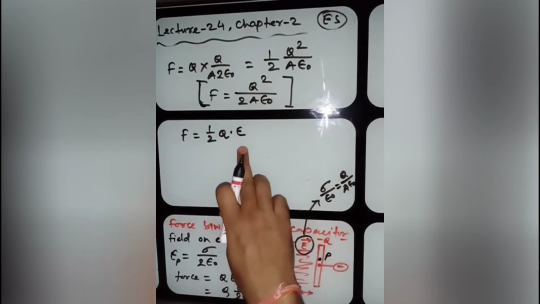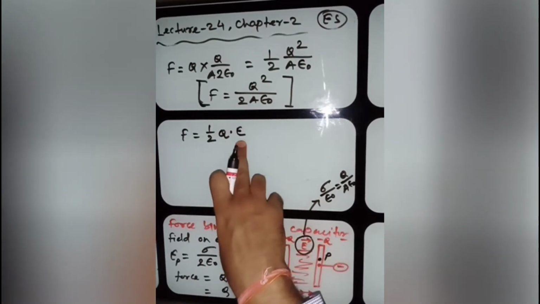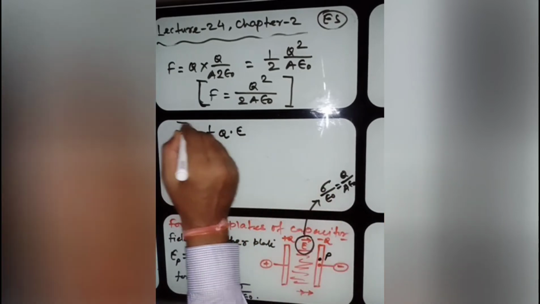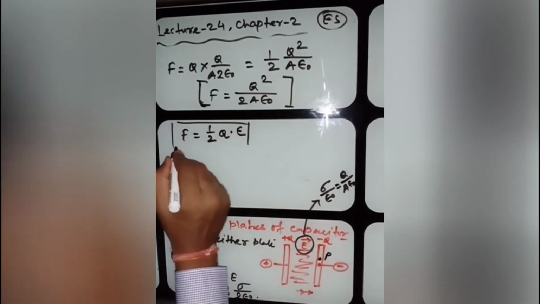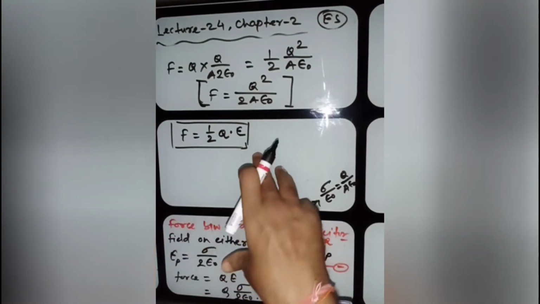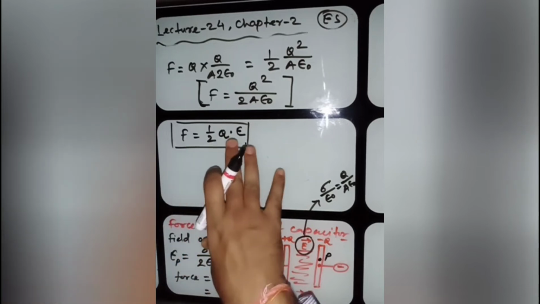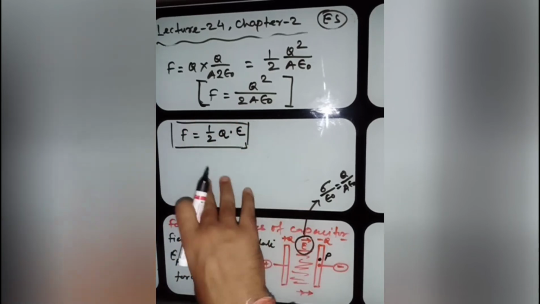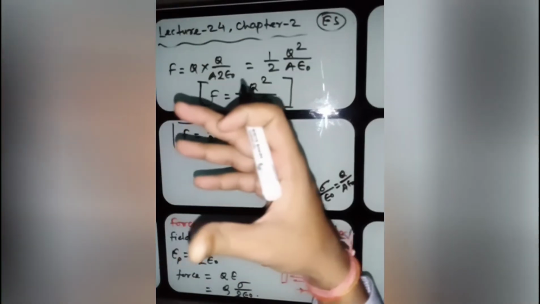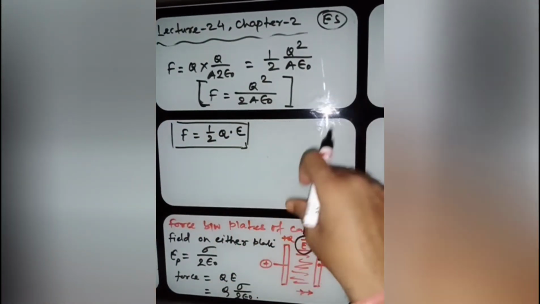But remember, here E is not the electric field on any one plate, that is not E_P. This is the electric field between the plates of the capacitor, and this is another formula for the force between the plates of a capacitor. This is a very simple formula, not very tedious or tough. On the basis of this formula, you can solve a number of questions, my dear students.